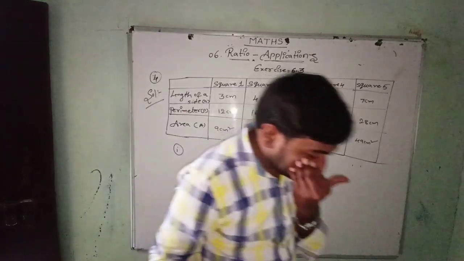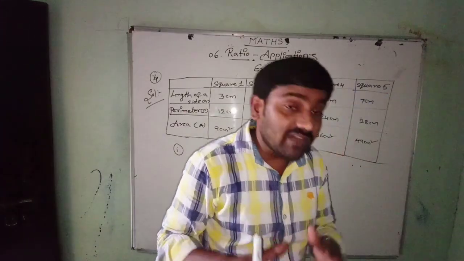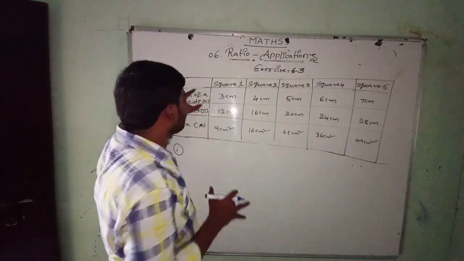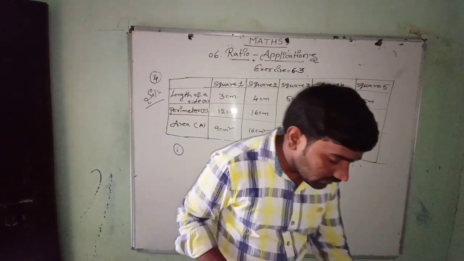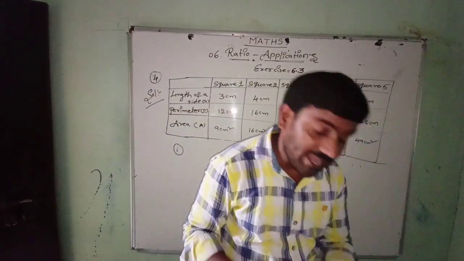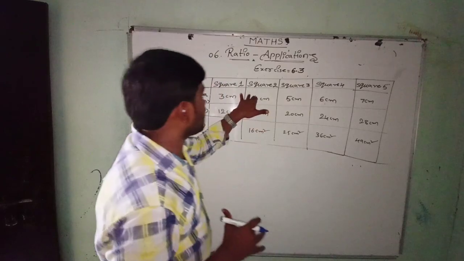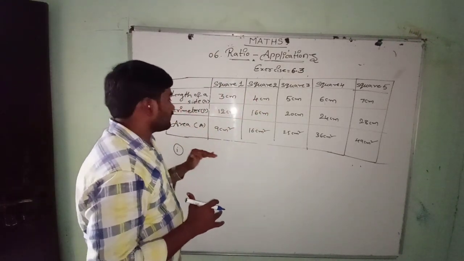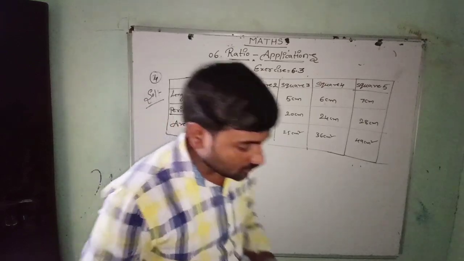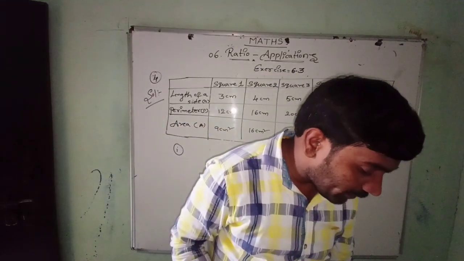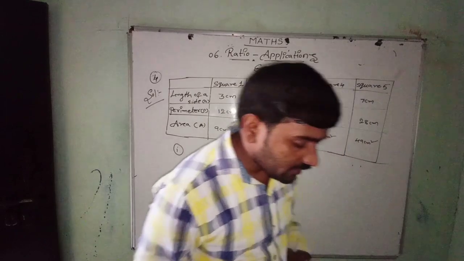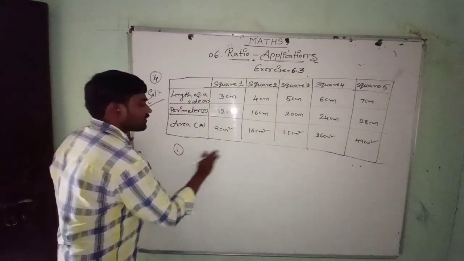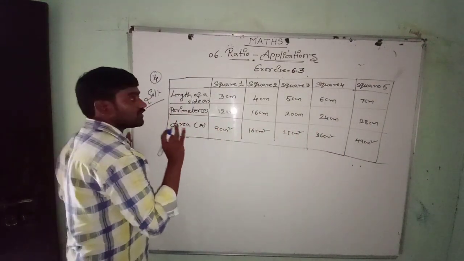There are 2 questions. Find whether the length of the side is directly proportional to the perimeter and the area or not. Let us see. Is it directly proportional to the perimeter of the square? And second one, the area of the square. Let us see whether direct proportion exists or not.